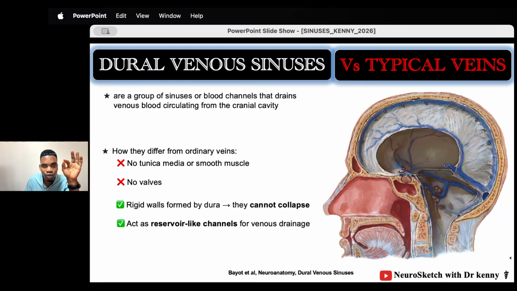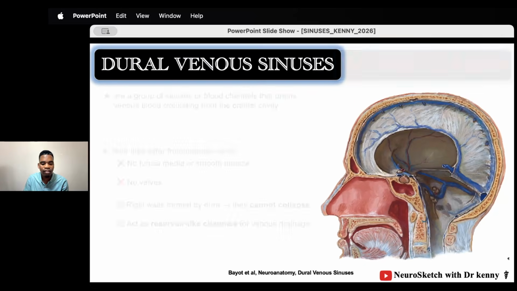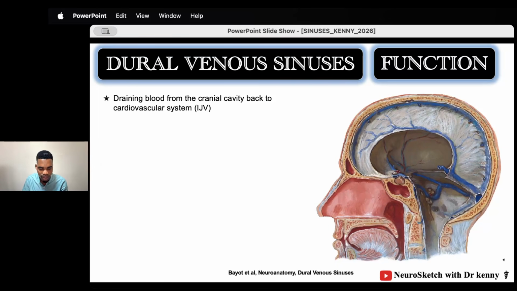These sinuses do not collapse. Why don't they collapse? Because their walls are very rigid. Why rigid? Because they are enhanced by dura, and the word dura means hard. Also, they act as a reservoir of venous blood. What is the function now of these sinuses?